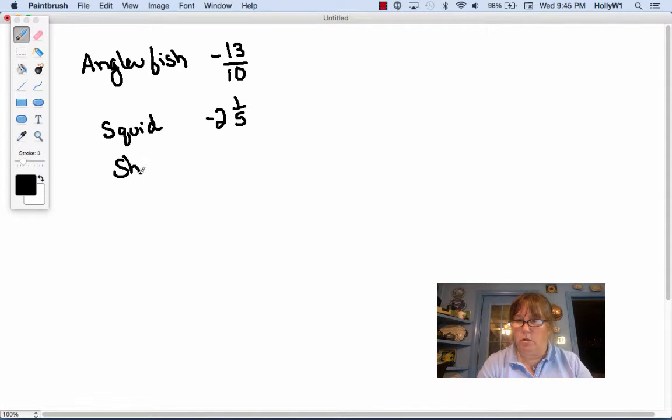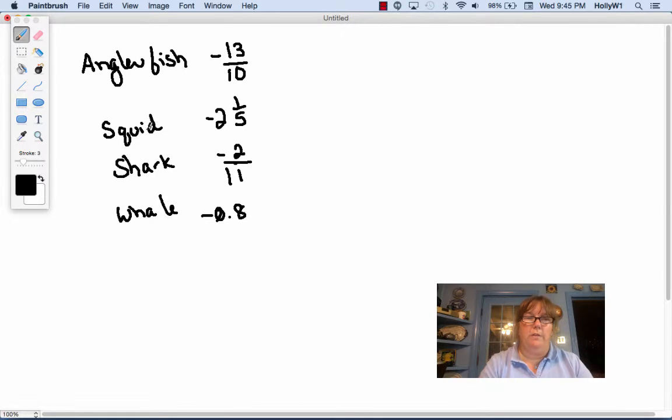And we have a shark, and he lives negative 2/11 under the surface. And we have a whale. And our whale lives negative 0.8 below the surface. So in order to find out where each of these guys live below the surface of the water, when we have decimals and fractions that are in different denominators, really it's almost impossible to figure out where they go on a number line.